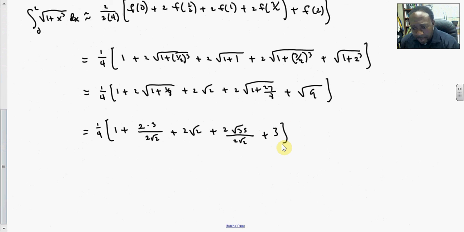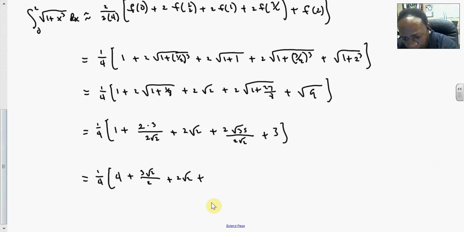Now you can keep simplifying or just plug that in directly in your calculator with all those terms. This is 1/4. 1 plus 3 is 4. Plus the 2's divide out. We rationalize this square root of 2 downstairs. So this is 3 times square root of 2 over 2, plus 2 times square root of 2, plus the 2's here cancel. We can rationalize the square root of 2, so we get the square root of 70 all over 2.